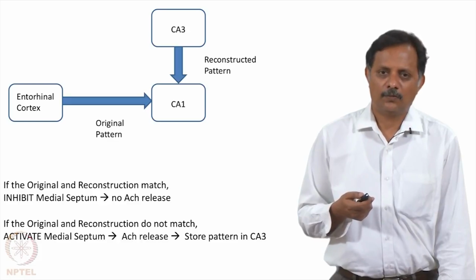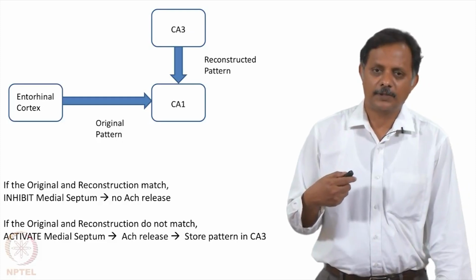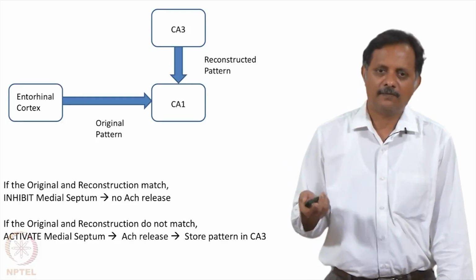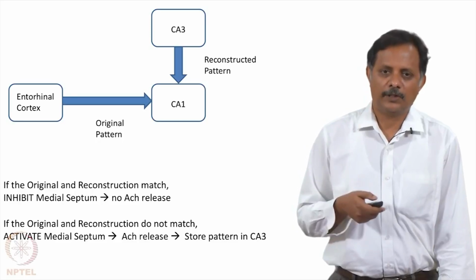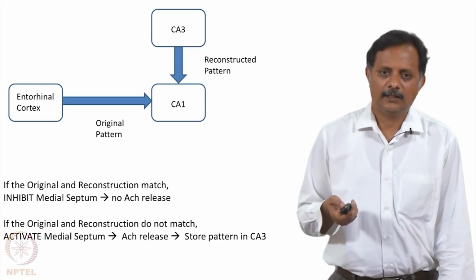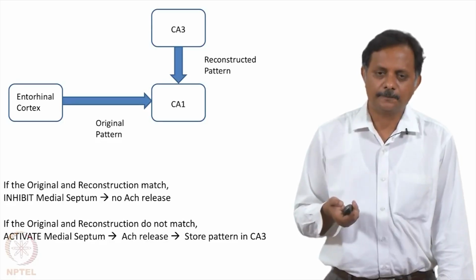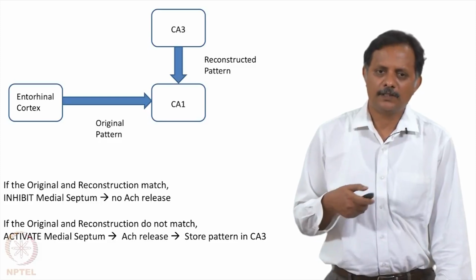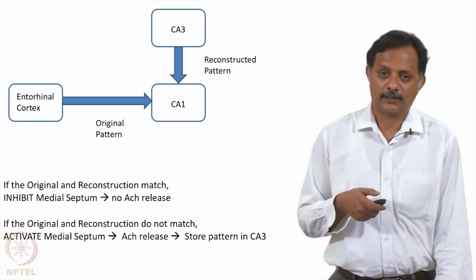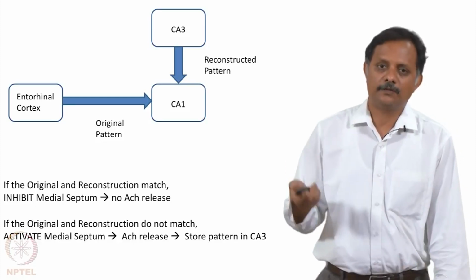What CA1 receives from CA3 is the representation of the stored memory within CA3, whereas CA1 also receives direct input from the entorhinal cortex. This is the temporoammonic pathway, and that is the direct representation of the same pattern. So, CA1 is thought to compare the direct copy of the pattern from entorhinal cortex and the reconstructed pattern of the stored version in CA3.